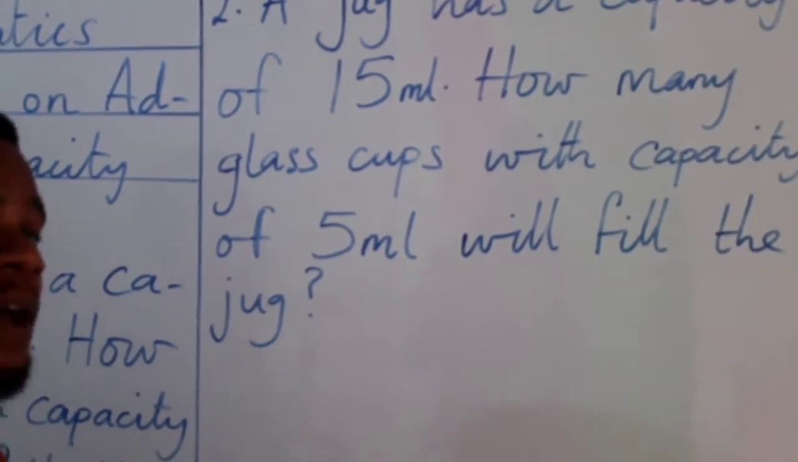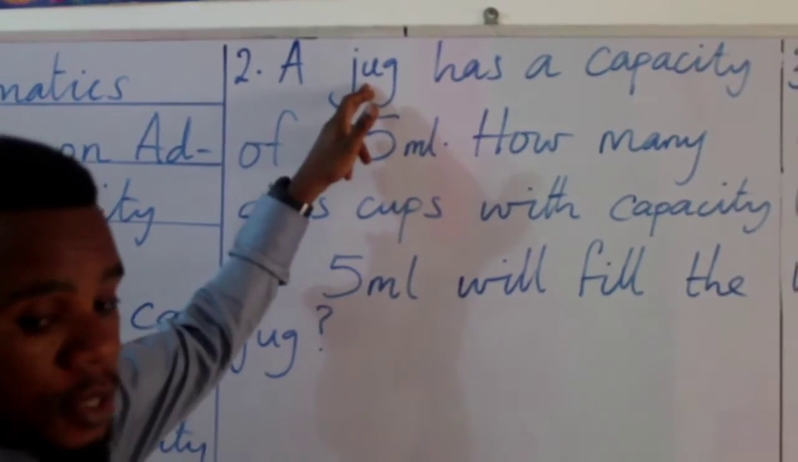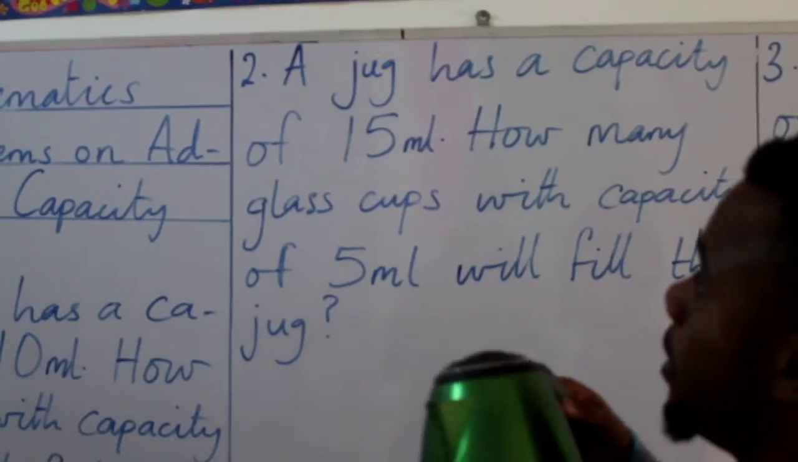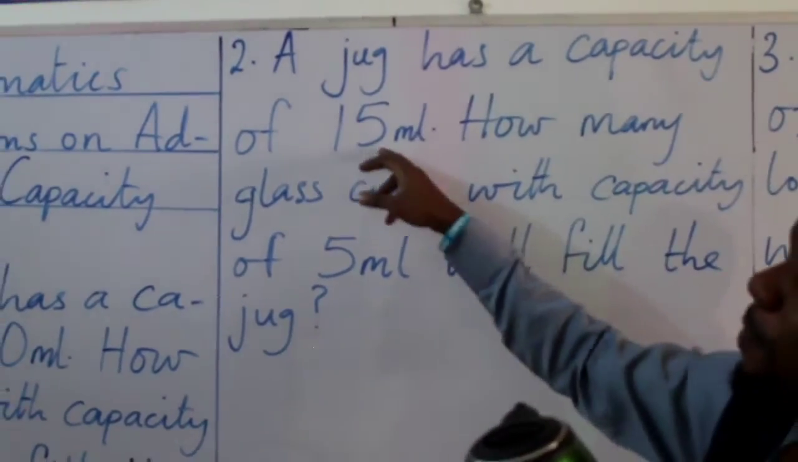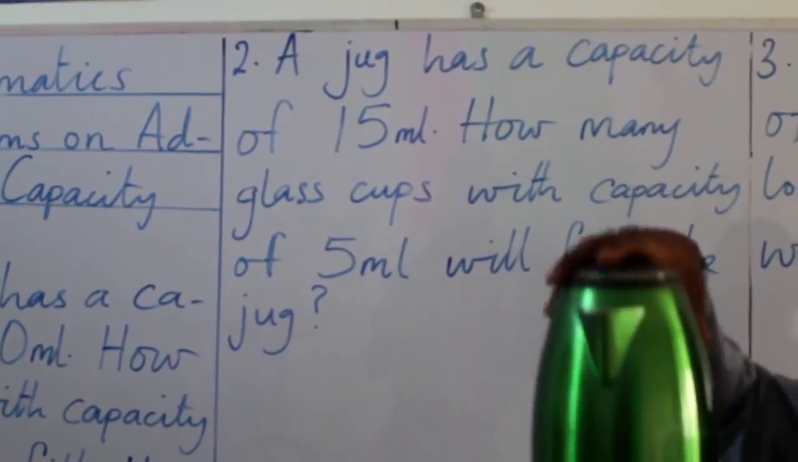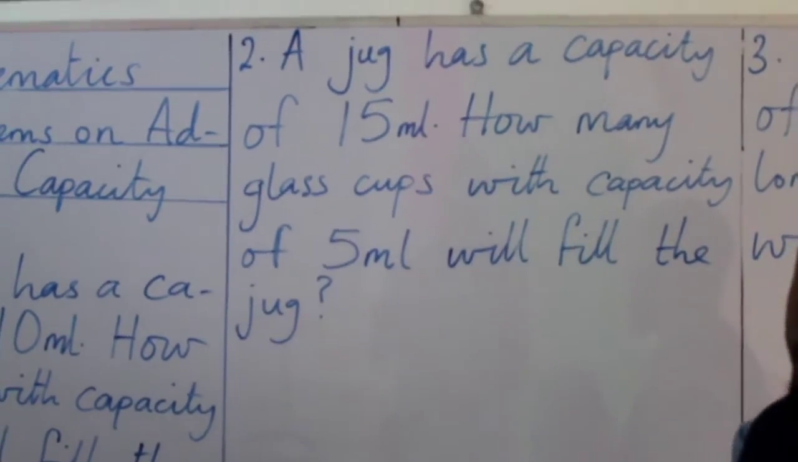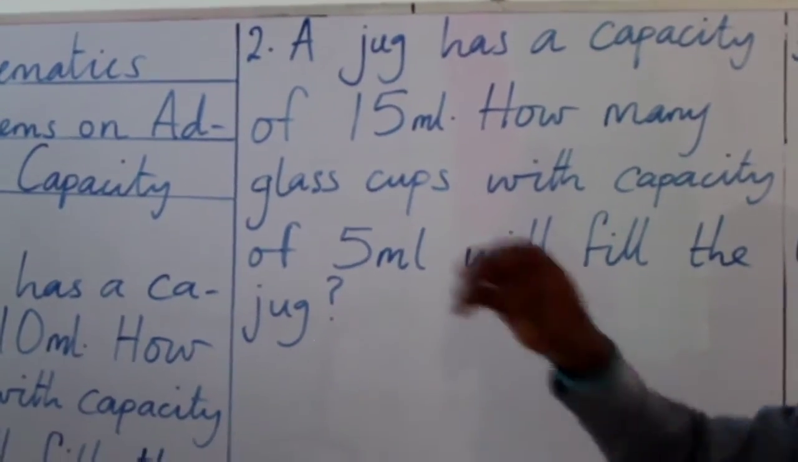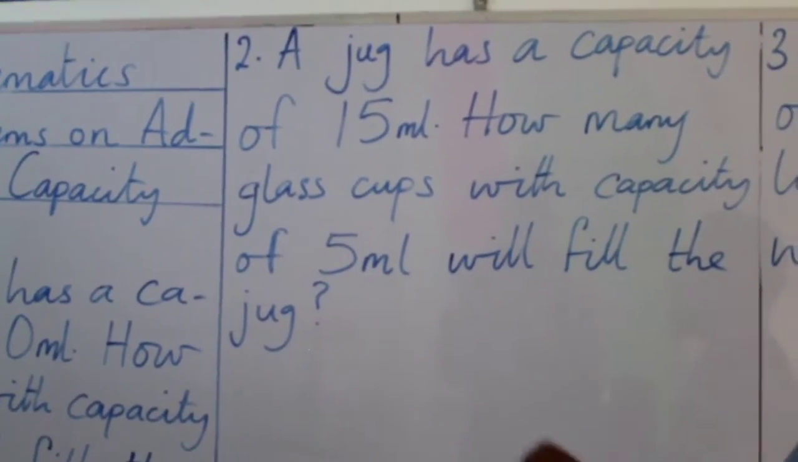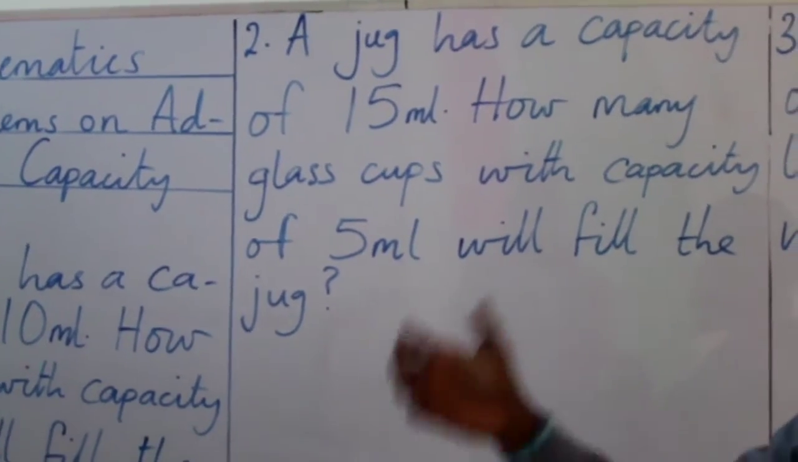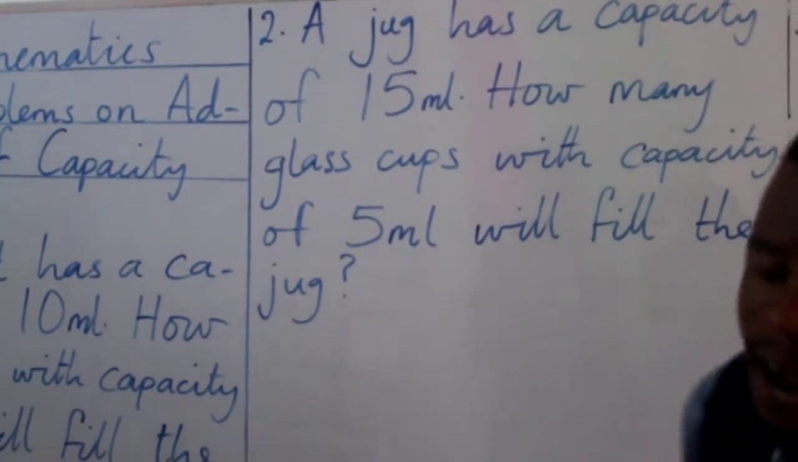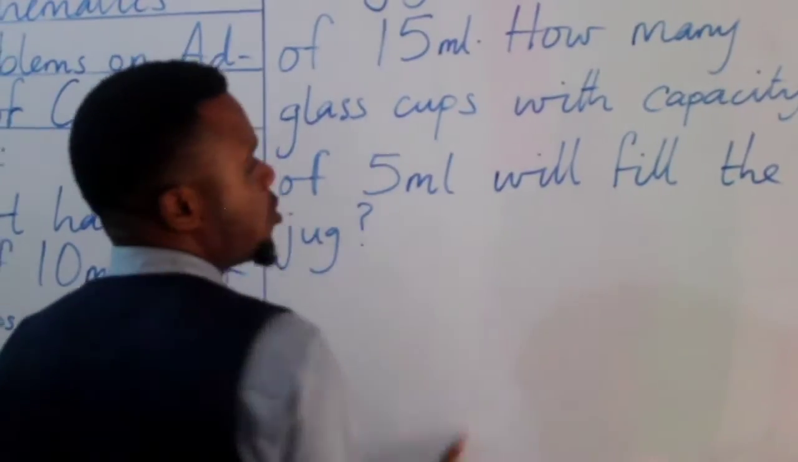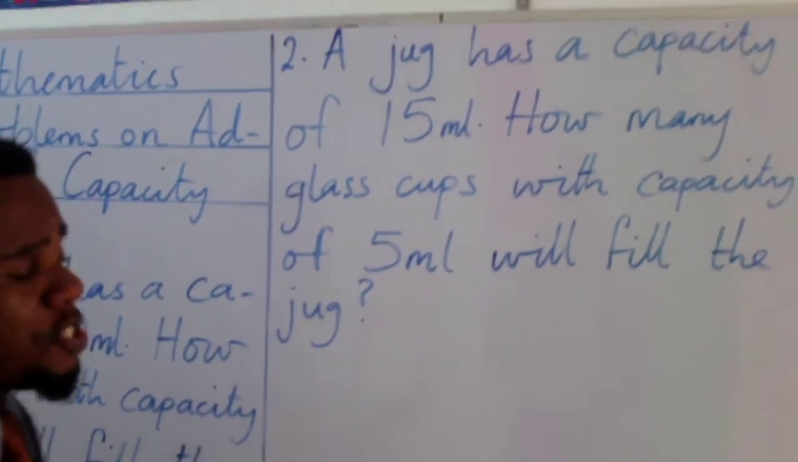Remember, please listen carefully. A jug. This is our jug. It said it has a capacity of 15 milliliters. So the size of this jug is 15 milliliters. How many glass cups? We don't know the number of glass cups. So we need to keep pouring, and we count the glass cups we use in pouring. With a capacity of 5, we need a glass cup of capacity 5, so we can know how many times it can fill this jug.